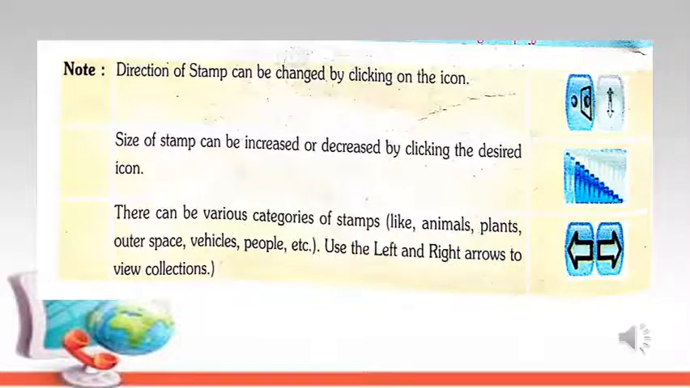When we use a stamp tool, there are some short notes to keep. The direction of a stamp can be changed by clicking on the icon. The size of a stamp can be increased or decreased by clicking the desired icon. And third, there can be various categories of stamps like animals, plants, outer space, vehicles, people, etc. Use the left and right arrows to view the collection. So these are the stamp tools.